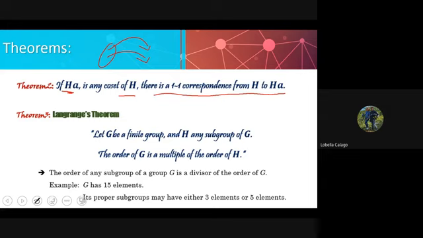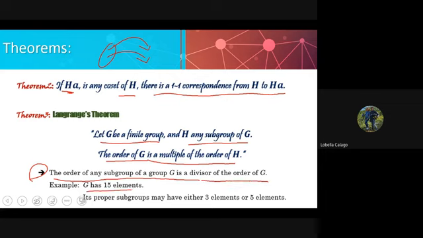Ang theorem 3, which is the Lagrange theorem, anong ibig sabihin ng Lagrange? Ito yung kanyang theorem. Let G be a finite group and H any subgroup of G. The order of G is a multiple of the order of H. Anong ibig sabihin nun? Yung order ng G is a multiple of the order of H. So, for example, later na example, no? So, in other words, the order of any subgroup of a group G is a divisor of the order of G.